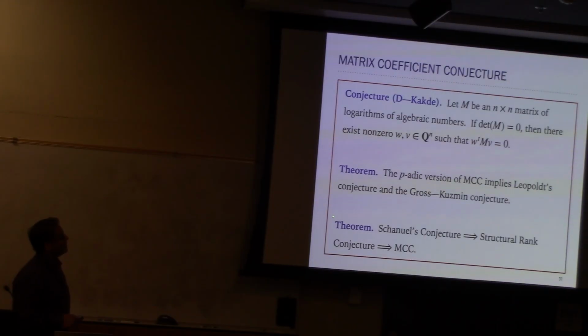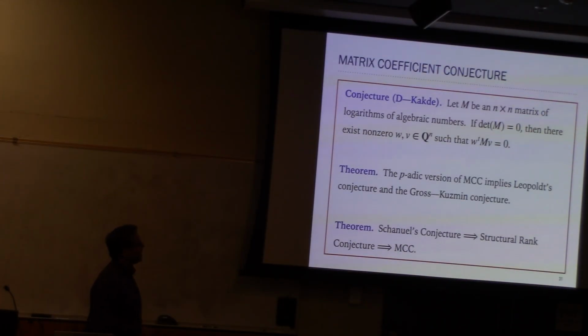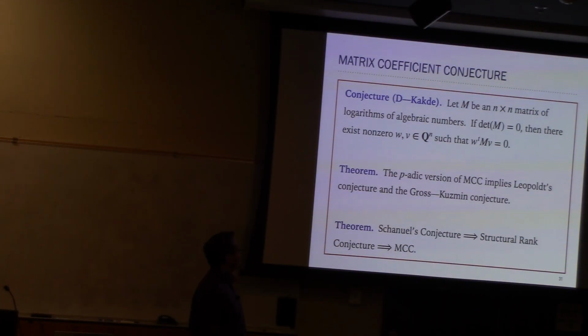So it turns out that this conjecture, on the one hand, let me go to the second theorem first. On the one hand, it's implied by standard very deep conjectures in transcendence theory. Schanuel's conjecture in particular implies it. Okay, so it's expected to be true.